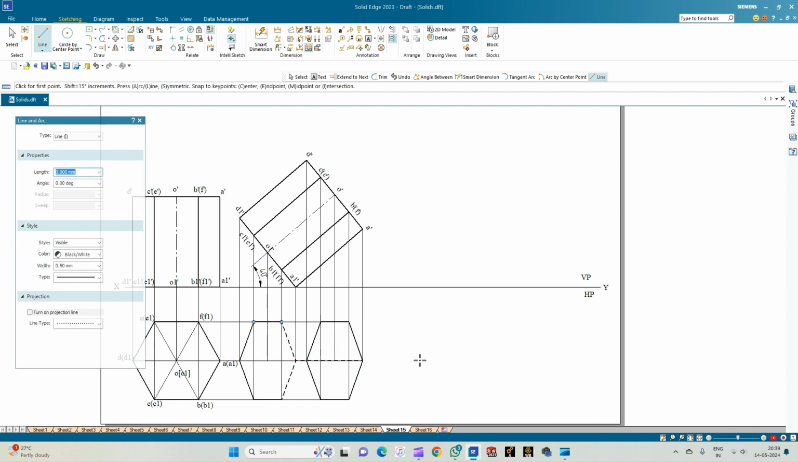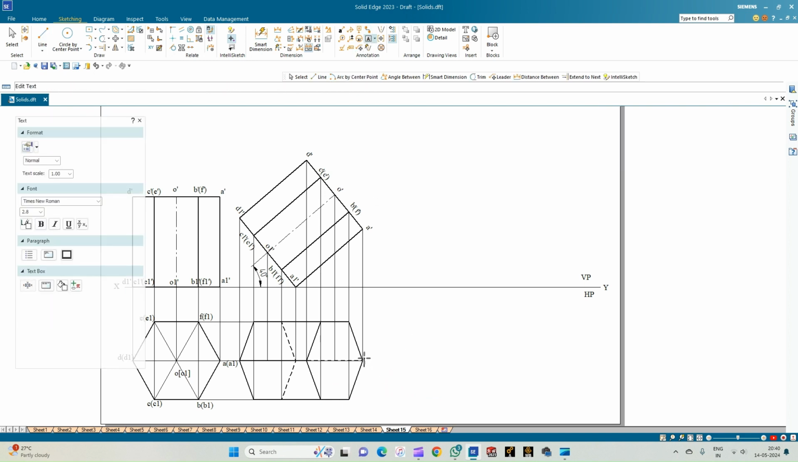So next let us connect the corresponding parallel edges, that is from D1 to, okay, this is E1, so E1 to E, and then the point that is F1 to F is overlapping behind this, so no need to show this. Then we have got D1 to D. Similarly, we complete the top view of the hexagonal prism.